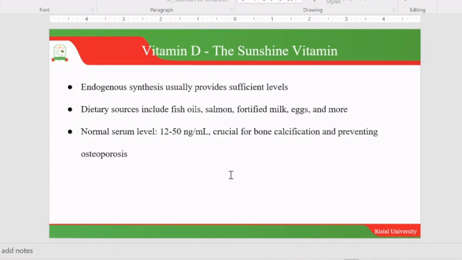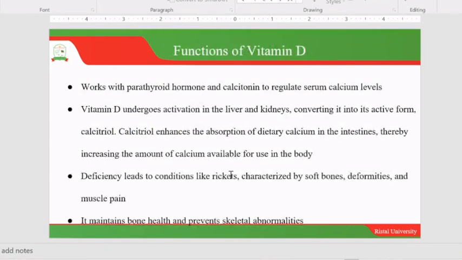So normal serum levels of these are 12 to 15 nanograms per milliliter, and these are crucial for bone calcification and also prevention of osteoporosis. Right, so now let's look at the functions of vitamin D. Basically, we had looked at them, things to do with it being a key in parathyroid hormone and calcitonin to regulate the serum calcium levels.